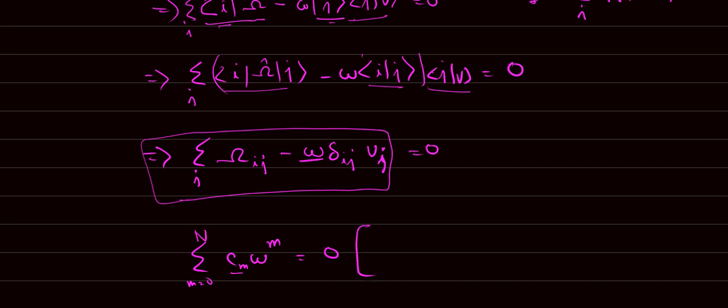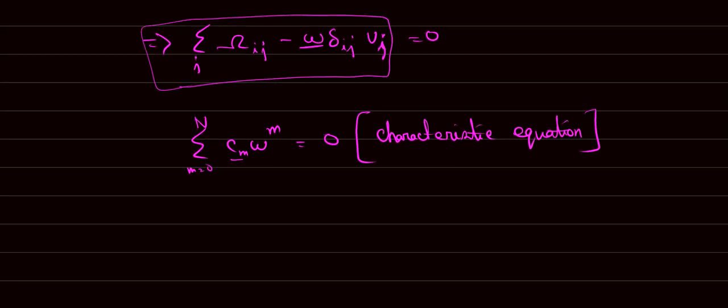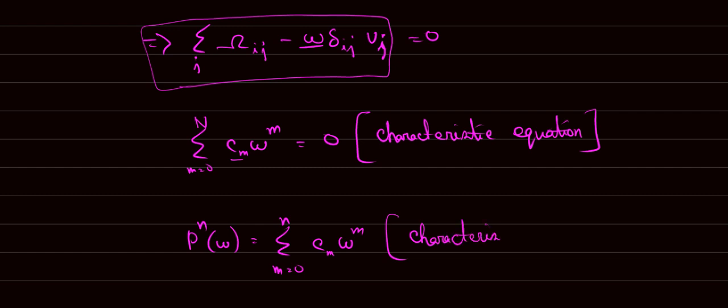This equation is called the characteristic equation, and we can write this polynomial as a polynomial of omega like this, the sum where m equals 0 to n of C_m omega^m. This polynomial is called the characteristic polynomial.